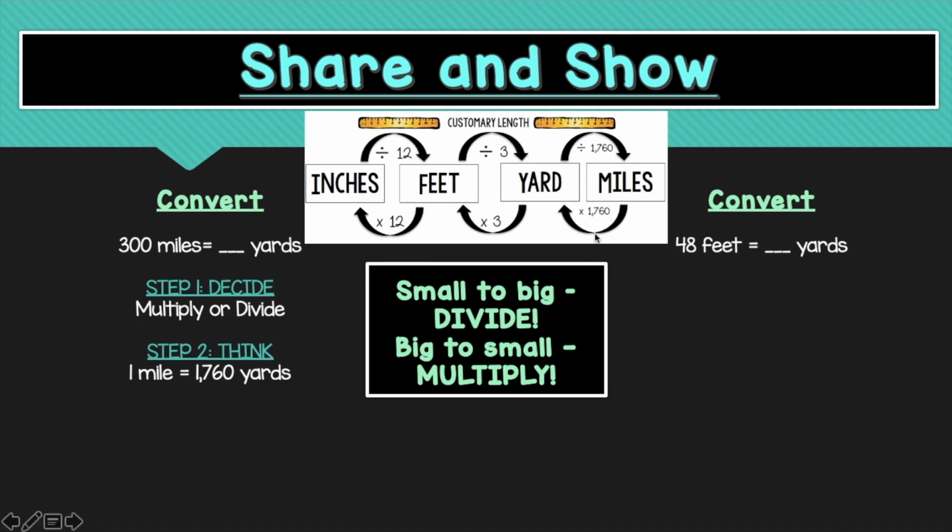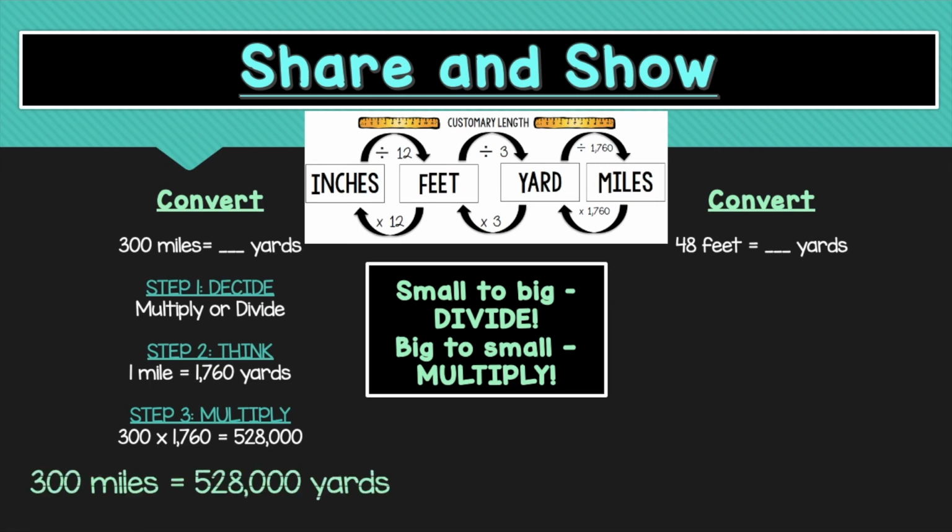So I need to multiply the total number of miles that I am converting, which is 300, by 1,760. 300 times 1,760 is equal to 528,000. So 300 miles is equal to 528,000 yards. Next, we're going to convert feet to yards.